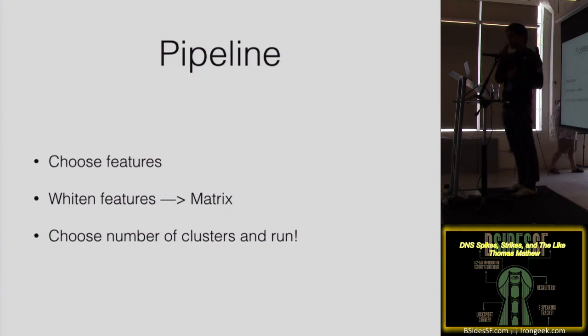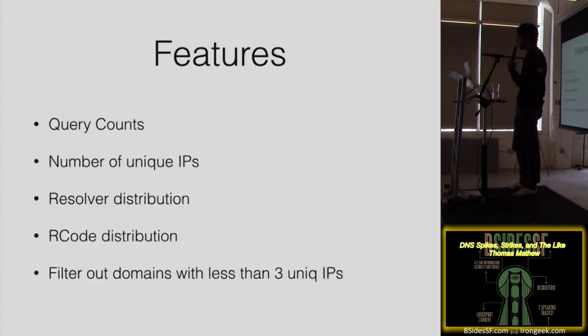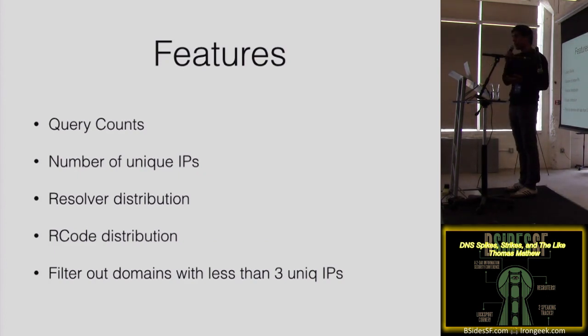One of the most complex parts of this entire pipeline is actually choosing the features, because the features are what determine what should be examined, what should be considered as something that's important to look at when creating a cluster. So we chose the following set of features: the number of query counts, the number of unique IPs, a resolver distribution, and the R code distribution. And what we then did was filter out all domains that had less than 3 unique IPs.